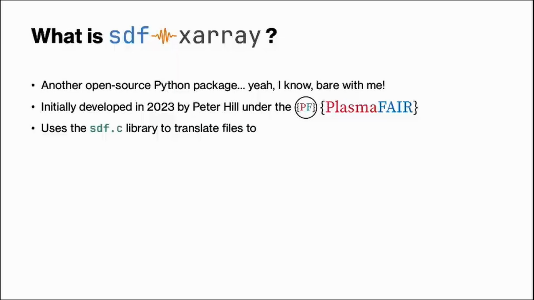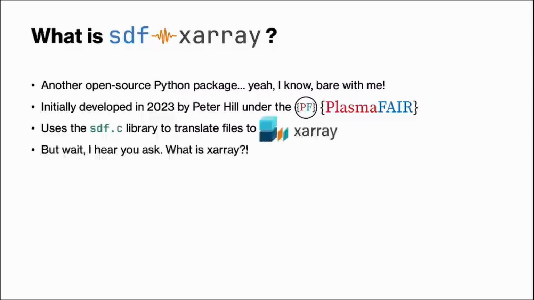So how does this actually work? Under the hood, we use something called SDFC. SDFC is the underlying C library which builds up the SDF files in the first place. This is how EPOCH actually builds its binaries. And we convert that to X-Array.